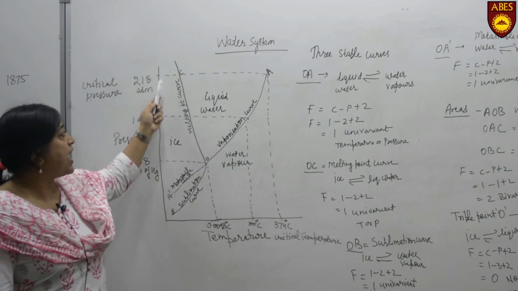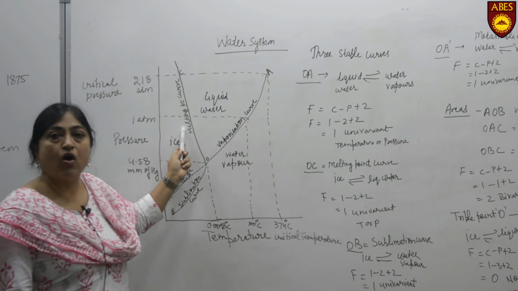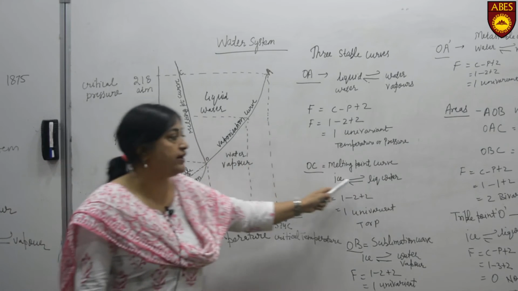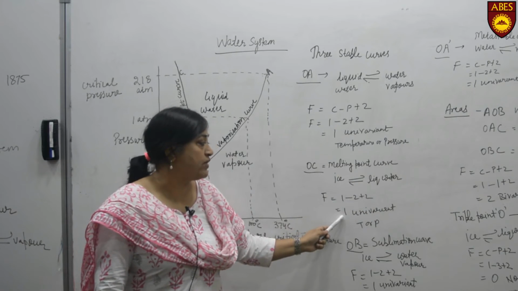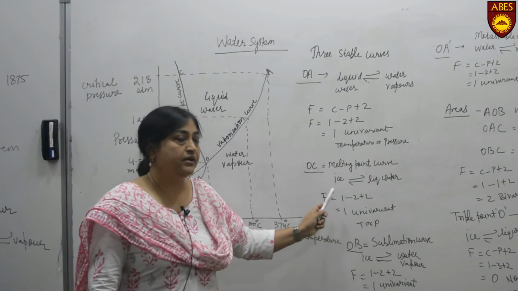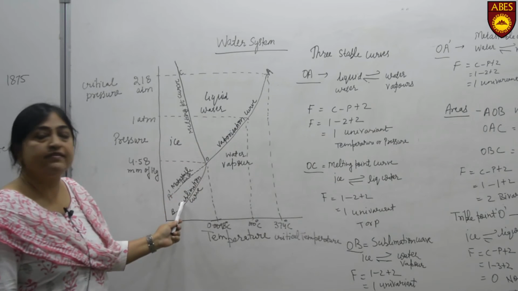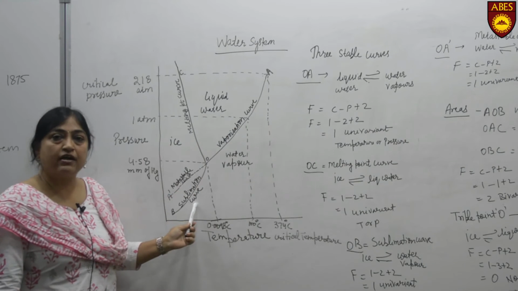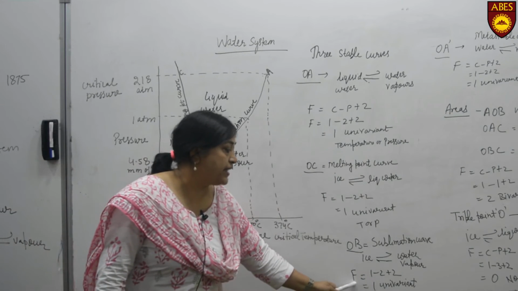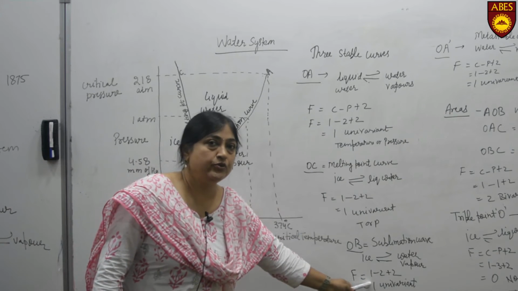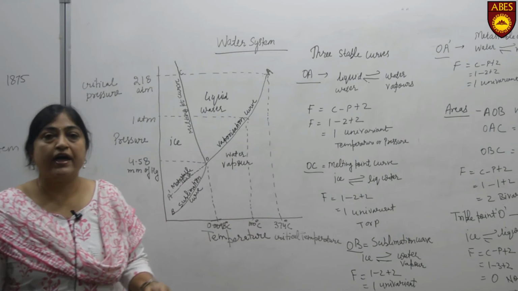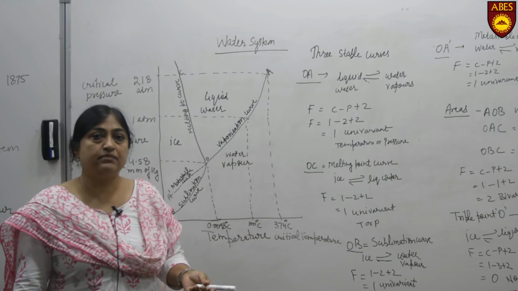Next curve is OC. This is the OC curve and this is known as melting point curve or fusion curve. As the diagram shows, this curve shows the equilibrium between ice and liquid water. Again the degree of freedom is 1, so it is also a univariant system because it has two phases and one component. Now the next one is OB curve, sublimation curve. This is known as sublimation curve of ice and this curve represents the equilibrium between ice and water vapor and again the degree of freedom is 1, so it is also a univariant system. So we can say that all the curves are univariant in nature and we require the temperature or pressure to define the system completely.